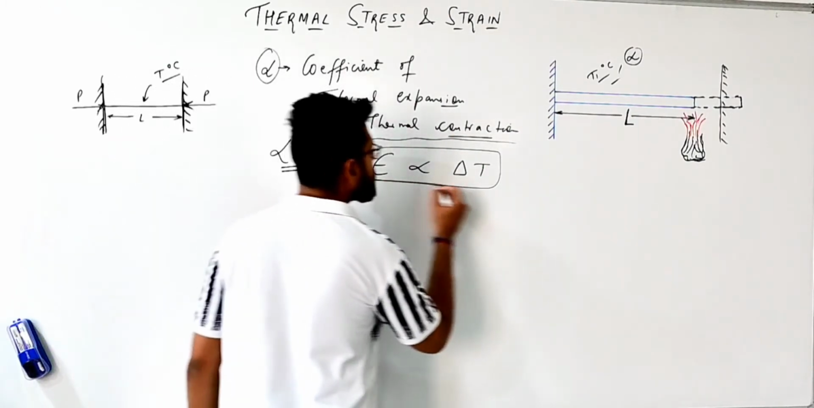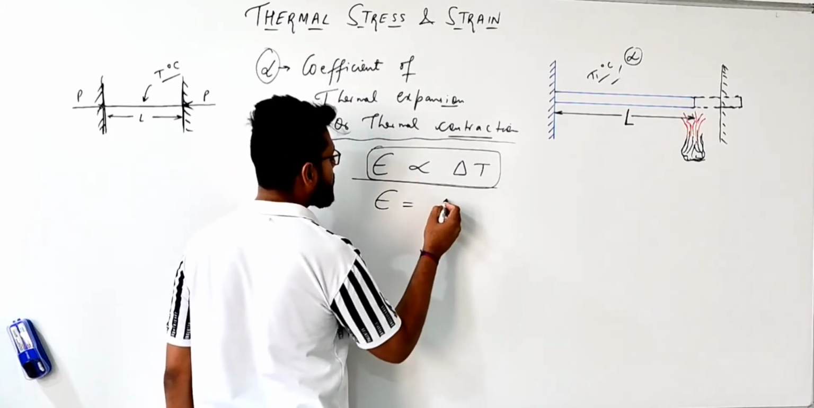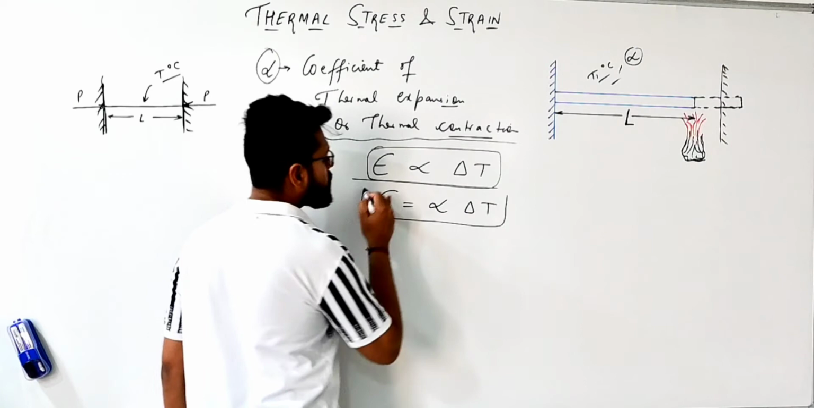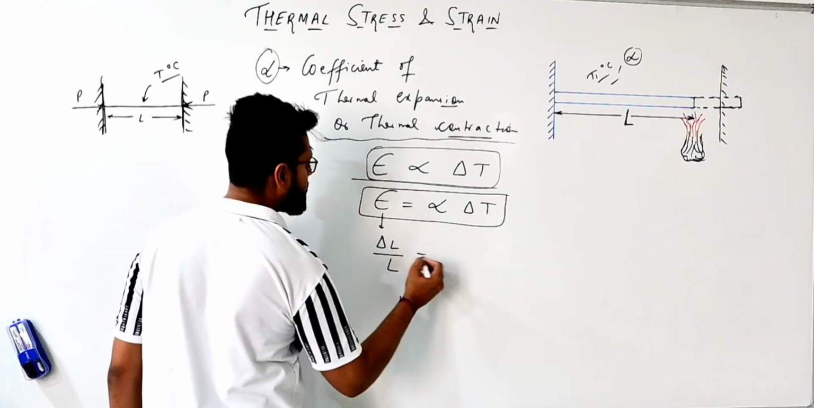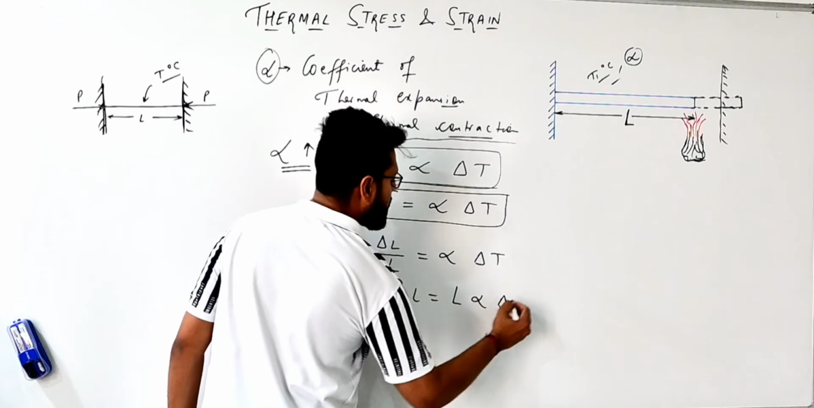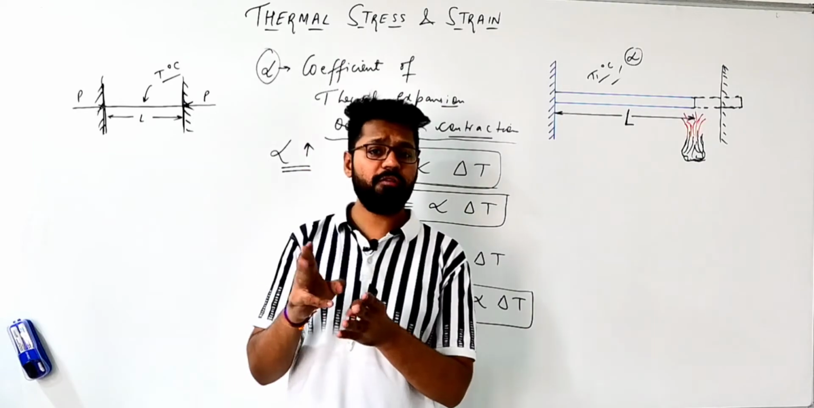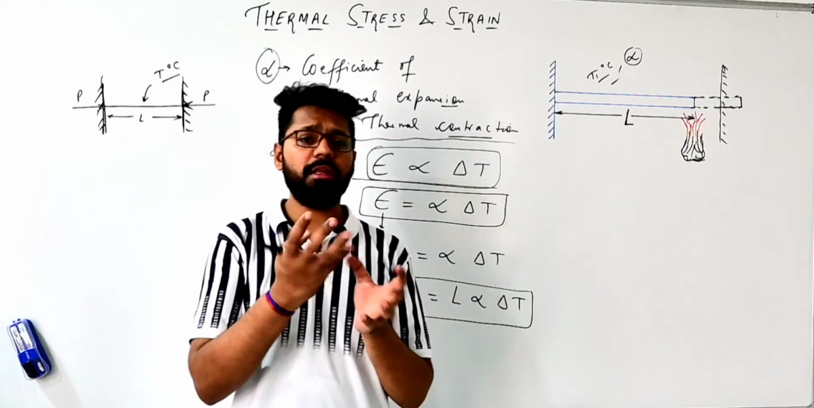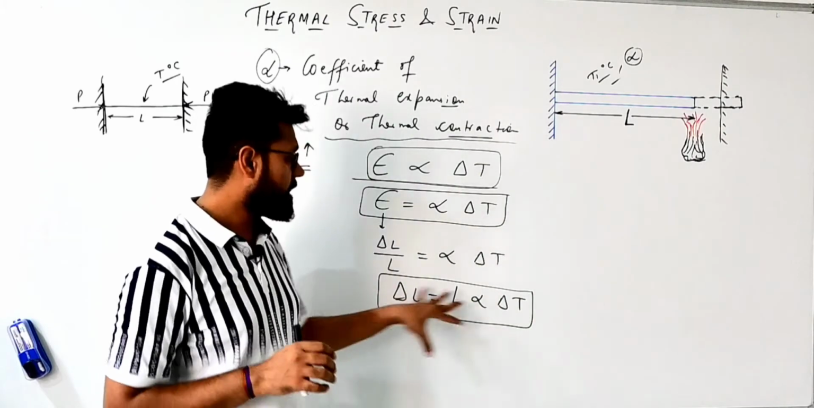So we can write the equation: epsilon is proportional to del T, and this proportional sign is replaced with the help of alpha. So epsilon is equal to alpha del T. Okay students, and what is epsilon? Change in length divided by original length is equal to alpha del T. So what will be del L? Del L is equal to L alpha del T. Got it? Del L is equal to L alpha del T. What is del L? Del L is the free expansion in that material. If we heat the material, it will expand freely. That will be the change in length, that will be del L. Del L is L alpha del T.